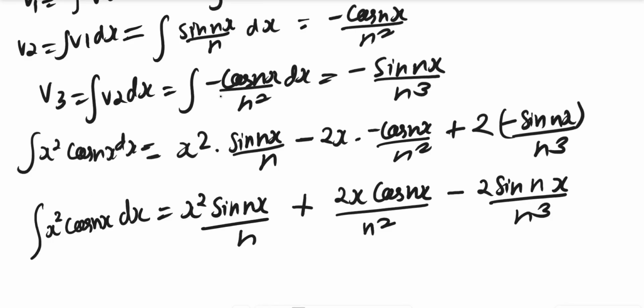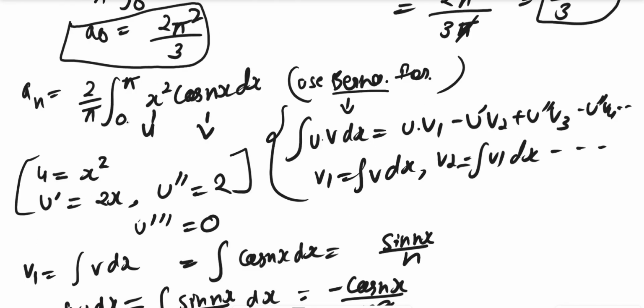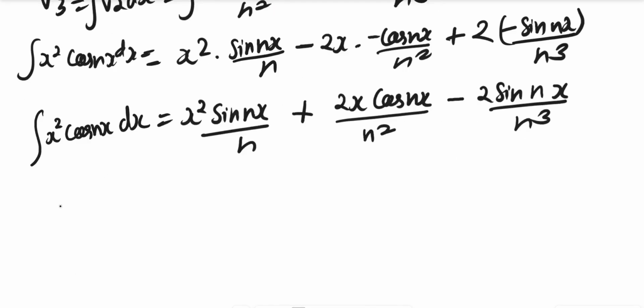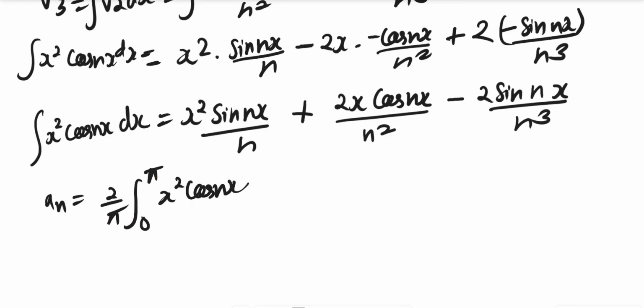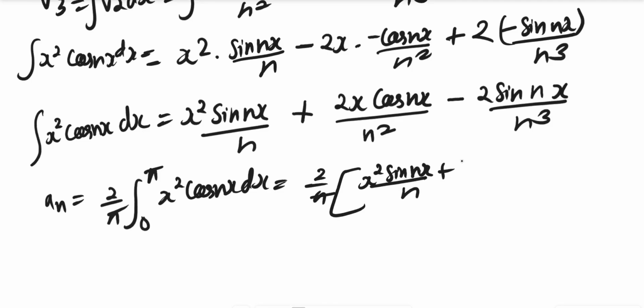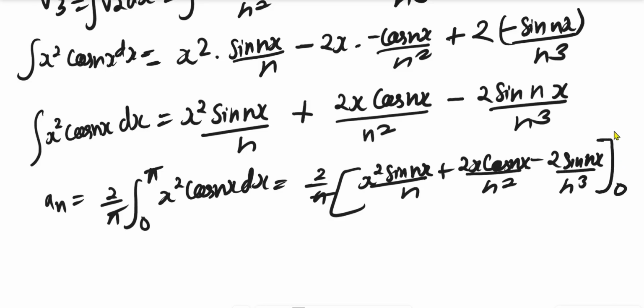And the limit for this integration was from 0 to pi, multiplied by 2 upon pi for an. So an is equal to 2 upon pi integration 0 to pi x square cos nx dx, which is equal to 2 upon pi. Put the value: x square sin nx divided by n plus 2x cos nx divided by n square minus 2 sin nx divided by n cube. Limit is from 0 to pi.